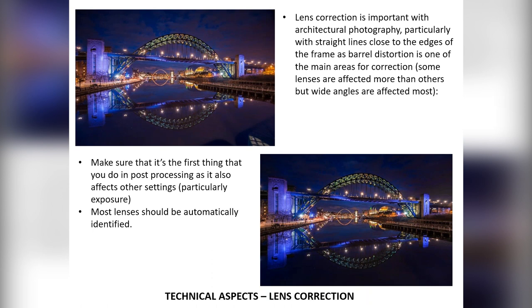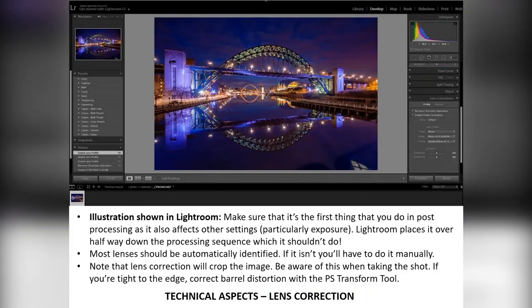And also you'll have an option for getting rid of or reducing chromatic aberration as well, which is that kind of color fringing effect you get on the edge, particularly on the edges of the frame at small apertures. So make sure you use that as well. So there you go. There's the interface on Lightroom.